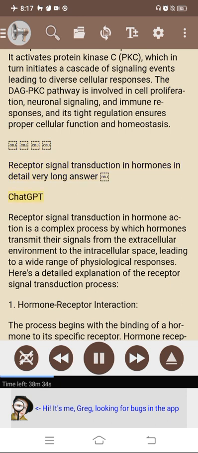Receptor signal transduction in hormone action is a complex process by which hormones transmit their signals from the extracellular environment to the intracellular space, leading to a wide range of physiological responses. Here's a detailed explanation of the receptor signal transduction process.